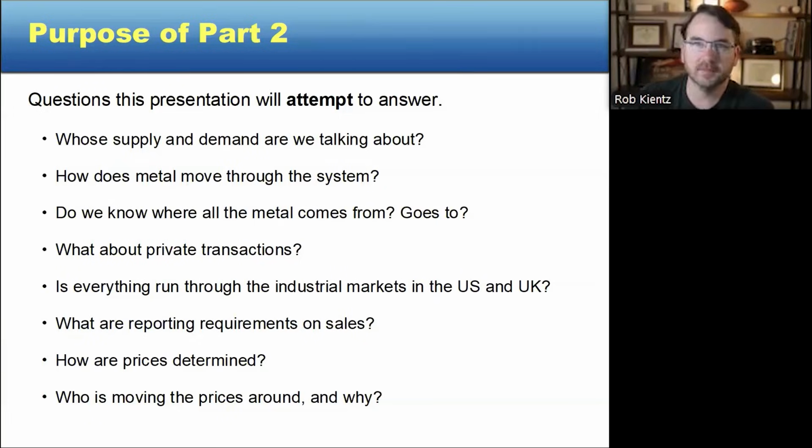Do we know where all the metal comes from or goes to? Do we really have tracking on every single ounce that gets produced and sold? What about private transactions? How do they play into the mix? Is everything run through the industrial markets in the US and UK?